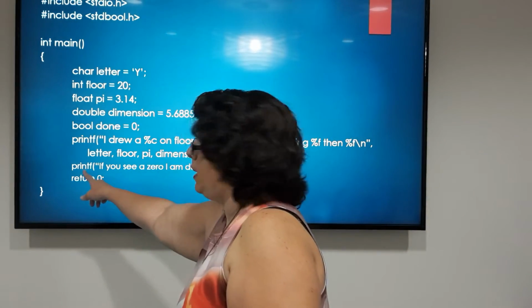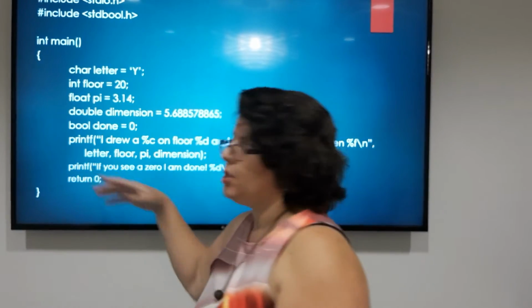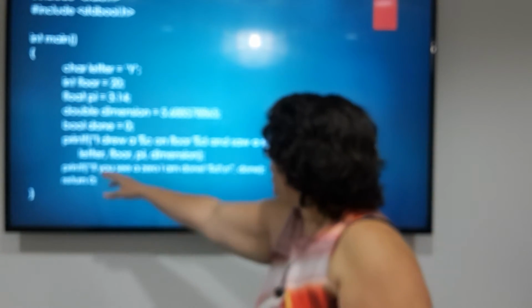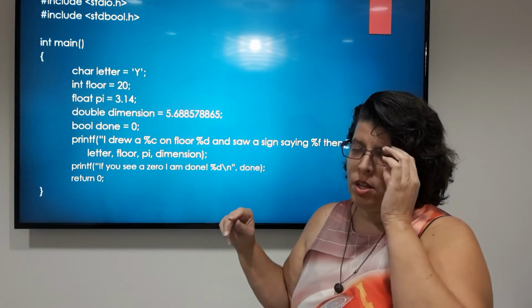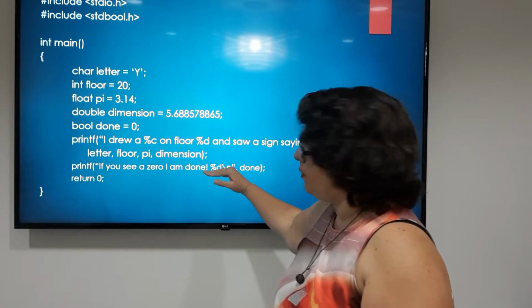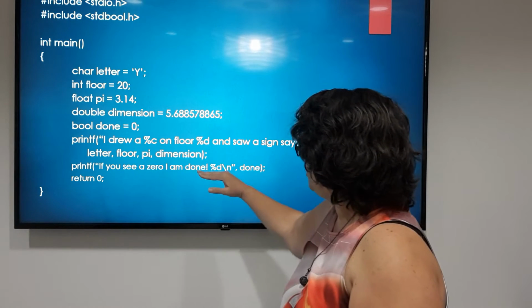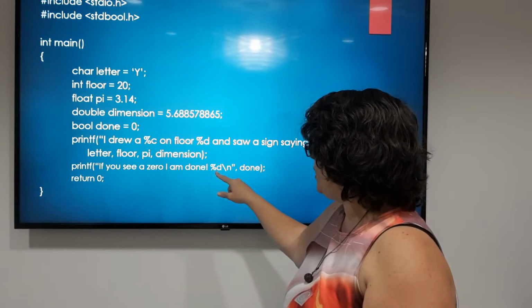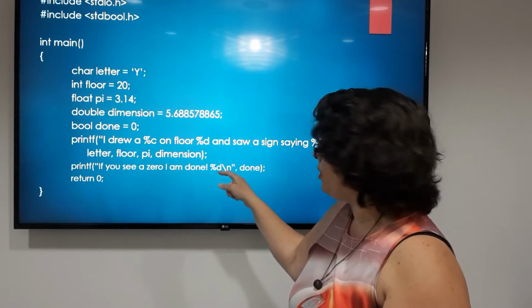Then we have a new printf, so we're going to see a second message on the screen. And this printf is just going to show this one thing. If you see a 0, I am done, %d, and new line. So I have a sentence with another fill in the blank, and this fill in the blank is here in %d. And so it says, if you see a 0, I'm done, blank. And this blank here is filled in by what's in done. Whatever's in done is going to go right in that spot there.